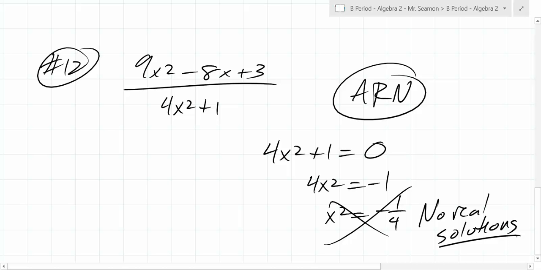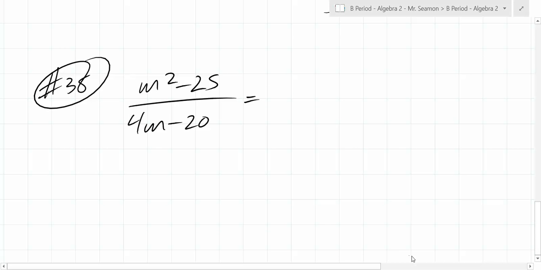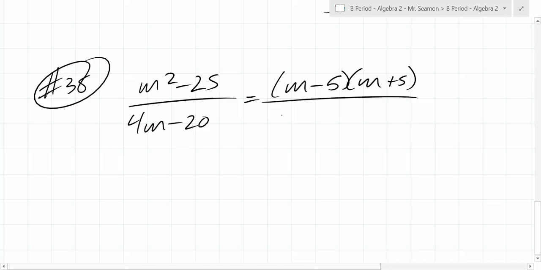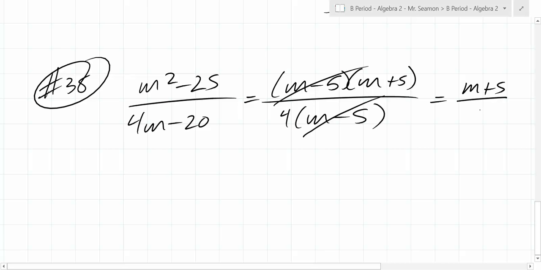No. Could the numerator be 0? Sure. Absolutely. Yeah, the difference of squares. And then what can you factor out of the bottom? That's m minus 5. So what cancels? You got it. M plus 5 over what? 4. Done. That's it. No trick there.